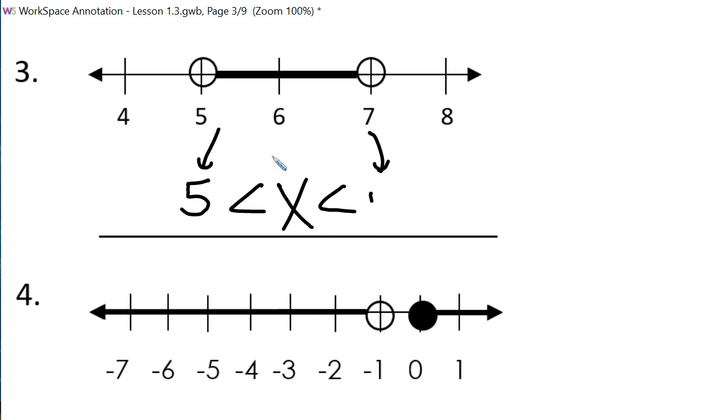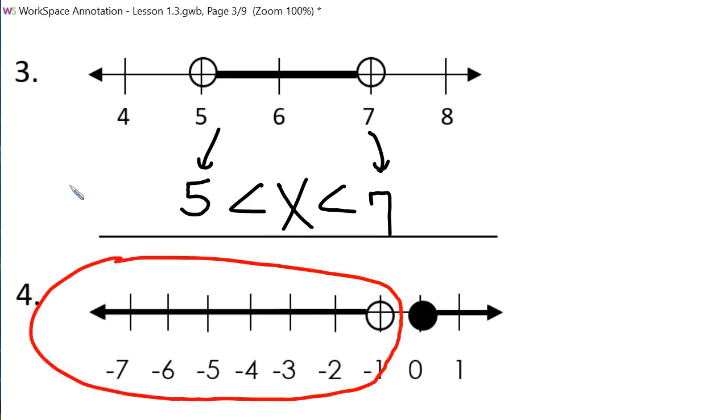Number 4, look at your endpoints. Did they shade inside or outside? Outside. Is that an "and" or an "or"? Or. So make sure you have the word "or" right there in the middle. Now let's start with the left side. Make sure you have the variable first, and the endpoint is at what value? -1, and what symbol should be between them? Less than. The shaded number is less than -1. Should this be equal to? No, because -1 is open.